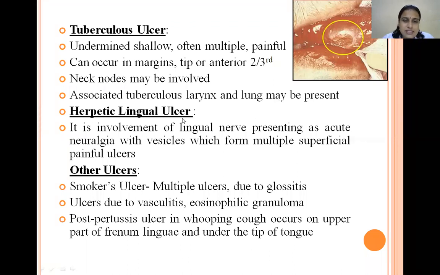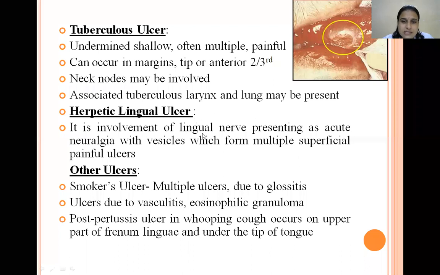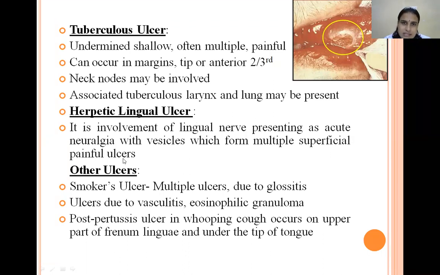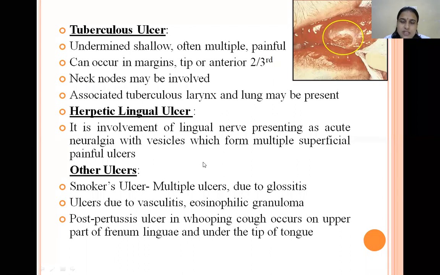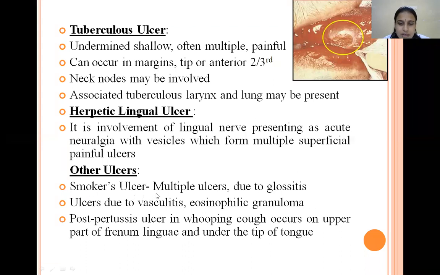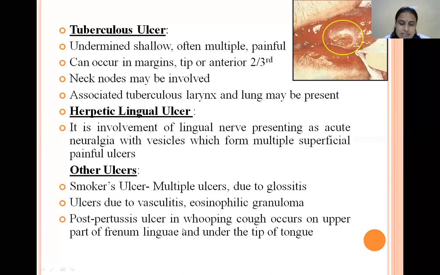Next, the herpetic lingual ulcer is nothing but involvement of the lingual nerve, with ulcers along the lingual nerve, presenting as acute neuralgia, severe pain with vesicles which form multiple superficial painful ulcers. These are all superficial but very painful because of involvement of the lingual nerve. Other ulcers: smoker's ulcers are often multiple, and the presence of glossitis is significant. Post-pertussis ulcer in whooping cough occurs on the upper part of the frenulum linguae and the tip of the tongue. These are just to remember the various types of ulcers on the tongue.